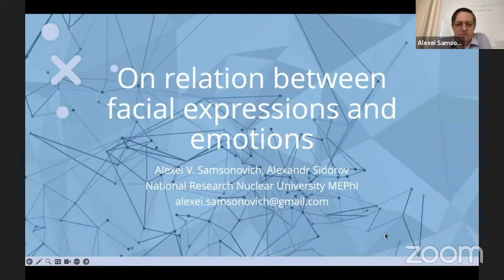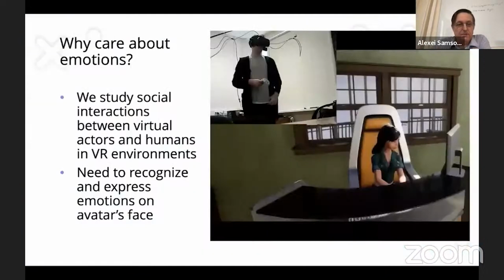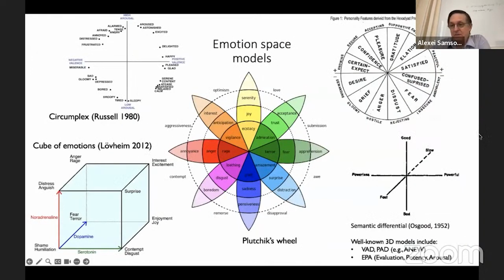So I will be talking about a fundamental question related to the representation of emotions on the face. First of all, why should we care about emotions? In our project, we study social interactions between humans and virtual actors represented by avatars in virtual reality. Therefore, we need to be able to recognize and express emotions on the face of the avatar. Therefore, we need to know how big the dimension of the space is in which those emotions can exist.